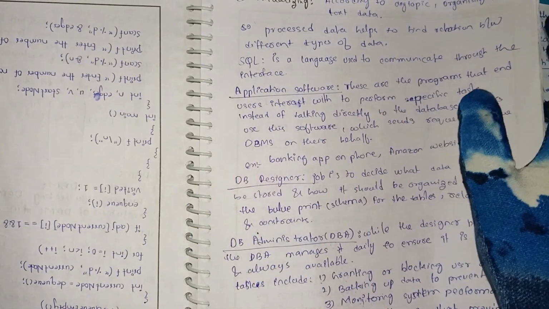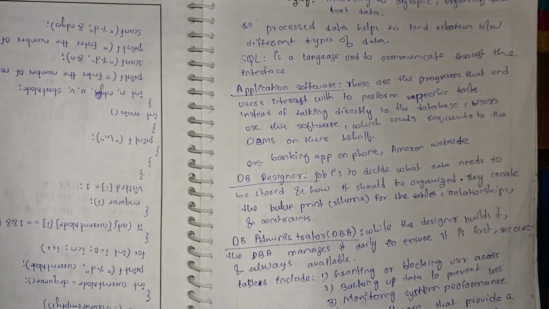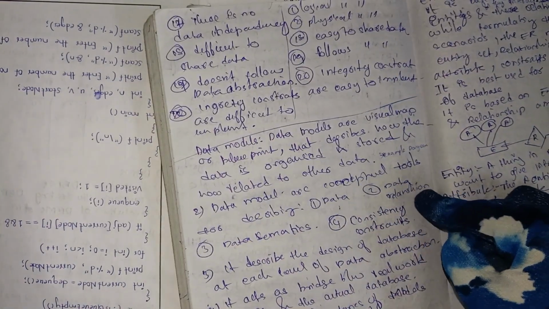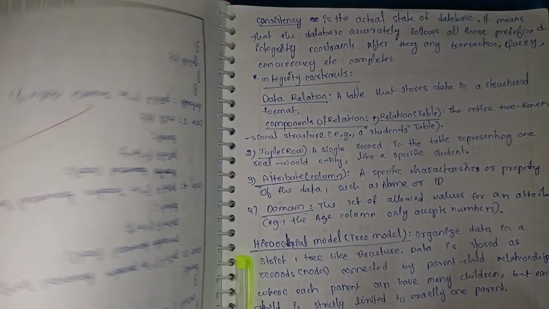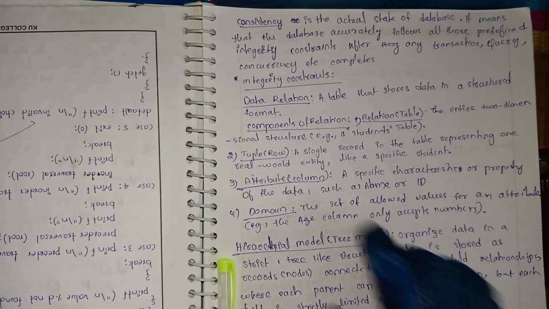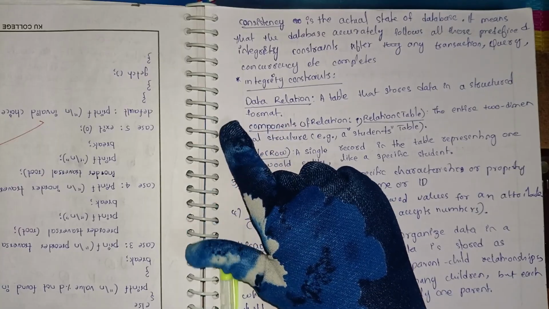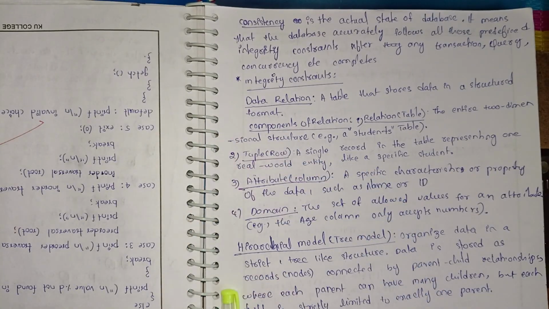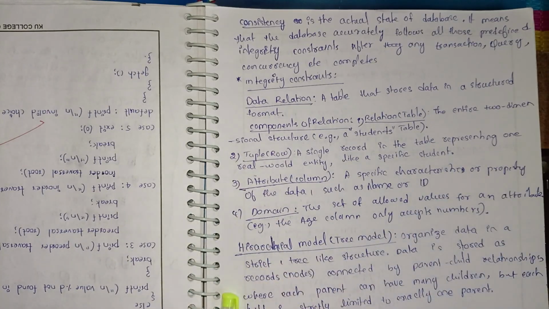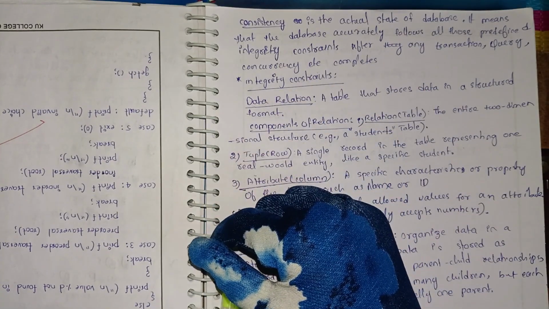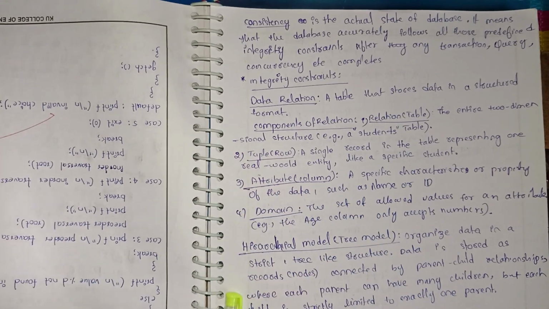And then we will see what is data relation. The data relation, second topic. A table that stores data in a structured format. Data relation is a table, okay, that stores data in a structured format. And then data semantics.